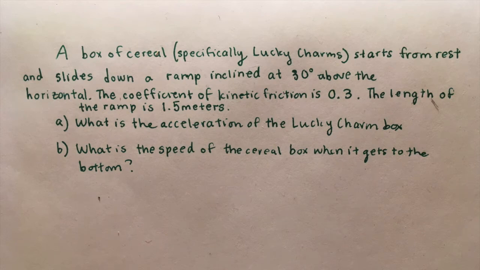A box of cereal, specifically Lucky Charms, starts from rest and slides down a ramp inclined at 30 degrees above the horizontal. The coefficient of kinetic friction is 0.3. The length of the ramp is 1.5 meters. A. What is the acceleration of the Lucky Charms box? And B. What is the speed of the cereal box when it gets to the bottom?